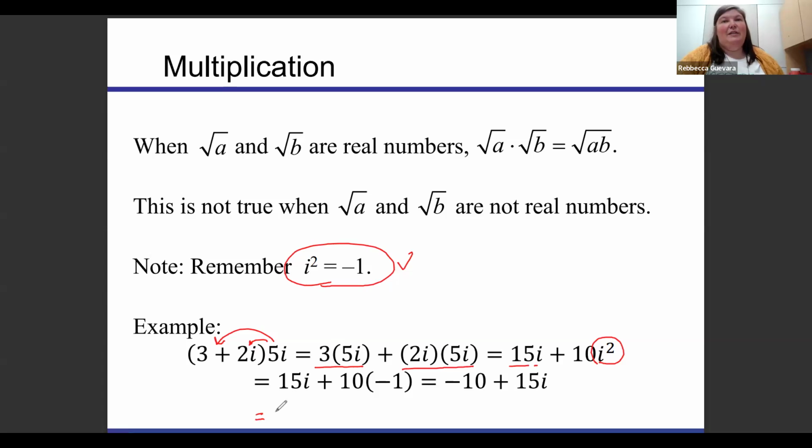So what's going to happen is that this is going to end up being 15i plus 10, and then this turns into a -1. So it's not 10 times i squared, it is 10 times -1. So we're going to be left with 15i minus 10. But like I said, we always try to write the real part first, so if I rewrite it, that turns into -10 plus 15i.